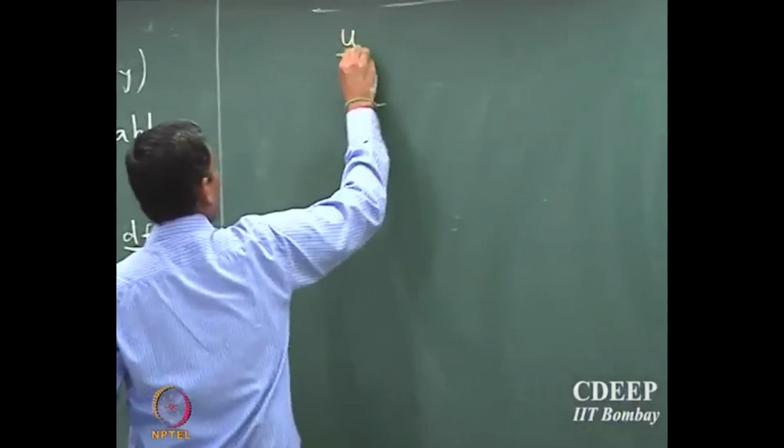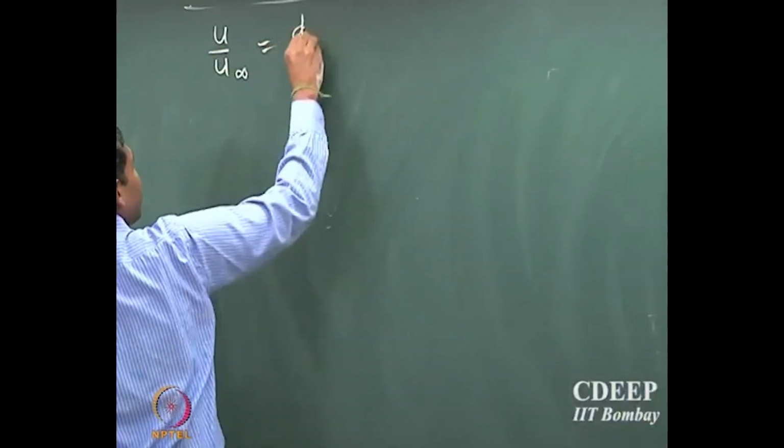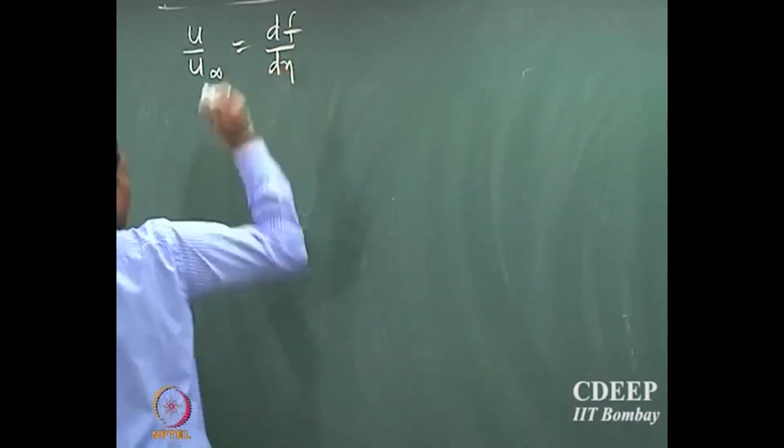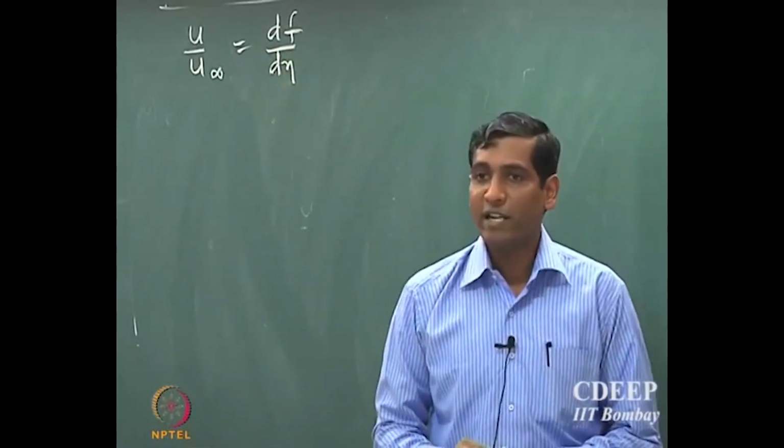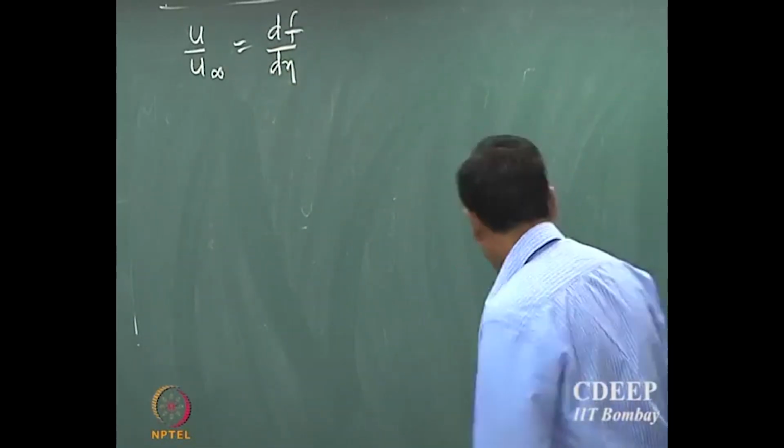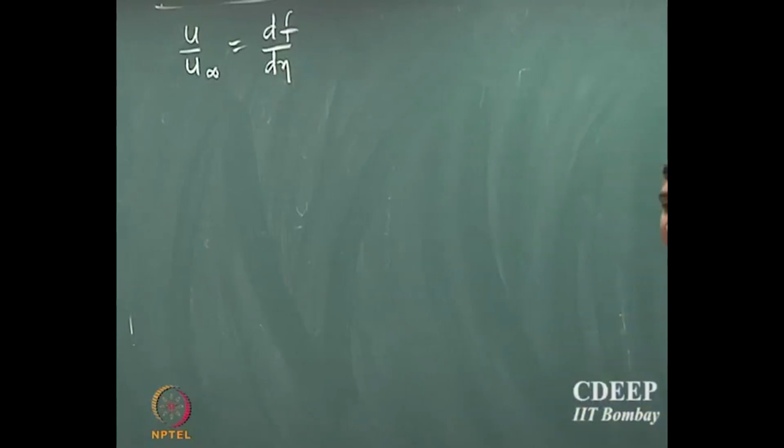Okay, so before we go into finding the friction coefficient, so we said u by u infinity is df by d eta. So what's the definition of boundary layer thickness?